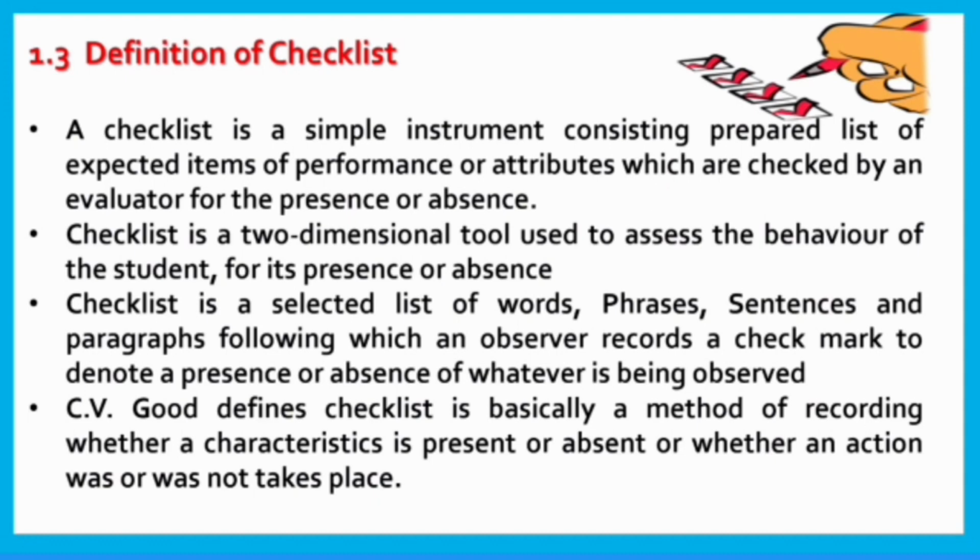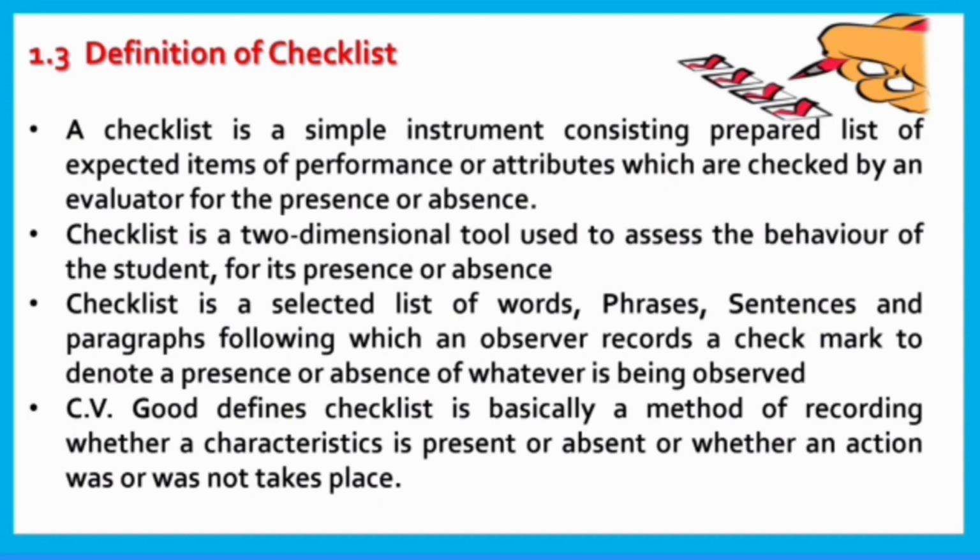Checklist is a selected list of words, phrases, sentences, and paragraphs following which an observer records a check mark to denote a presence or absence of whatever is being observed. C.V. Good defines checklist as basically a method of recording whether a characteristic is present or absent or whether an action did or did not take place.